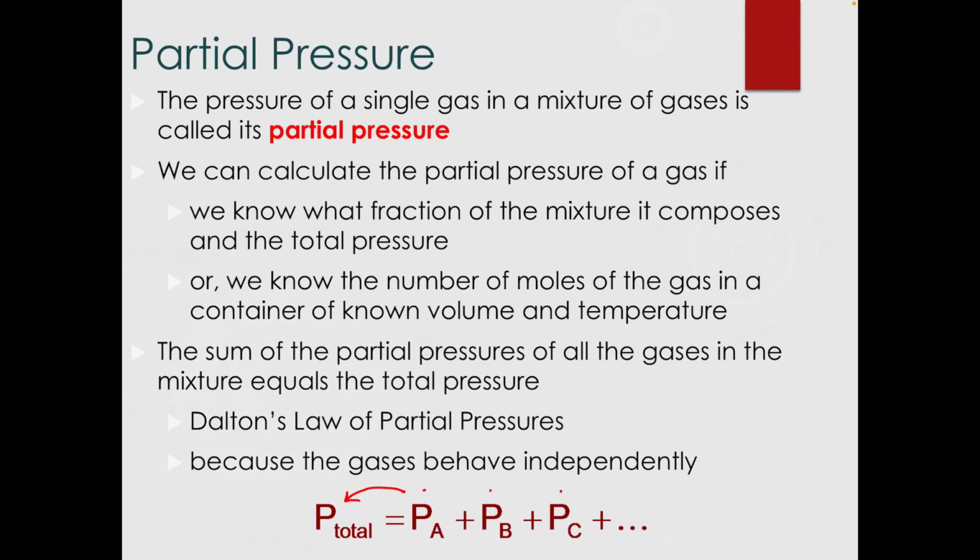The reason that we can add them all up like this is because all of the gases behave independently. The gas particles themselves are so small that they're all doing their own thing and they're not really interacting with each other. So each one of those gases will have its own pressure associated with it. And if we add them all up, then we will get the total pressure. And this is called Dalton's law of partial pressures.